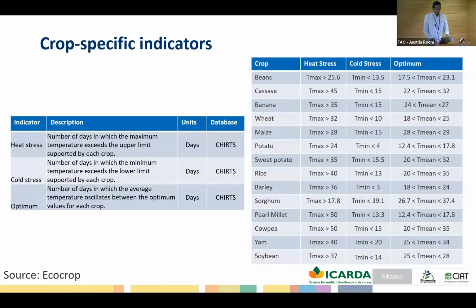So this is just an example of the crop-specific indicators. I thought it was worth mentioning, right? For a few crops, just for the domesticated species, we have a couple of indicators, just counts of days for specific temperature levels, high temperature, cold stress, low temperatures, and then the number of days in the optimal range.